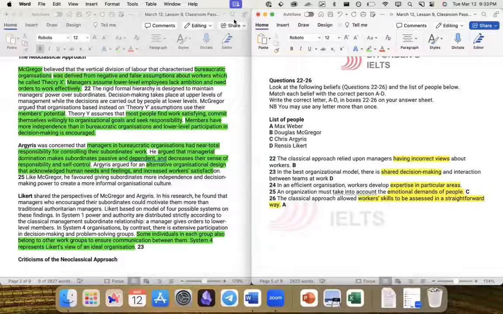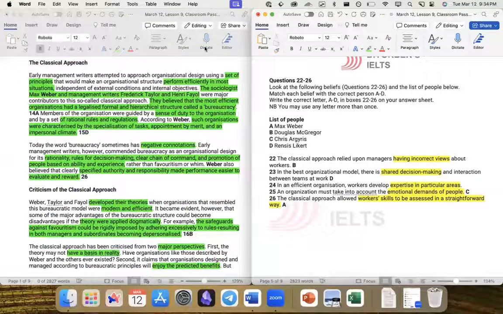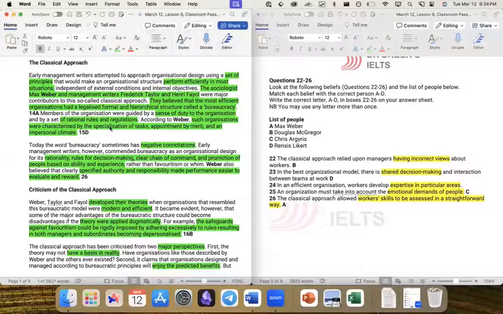In particular areas. Specialization of tasks, appointment by merit.